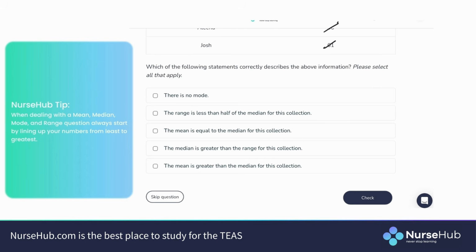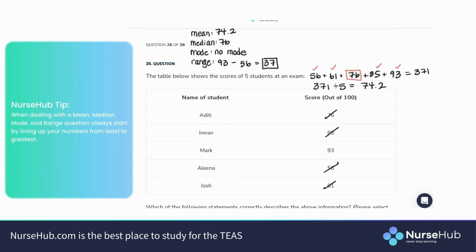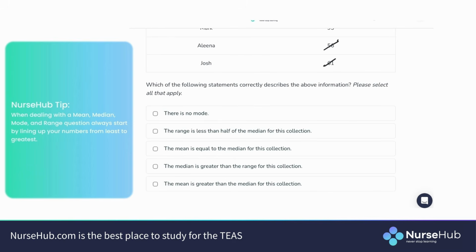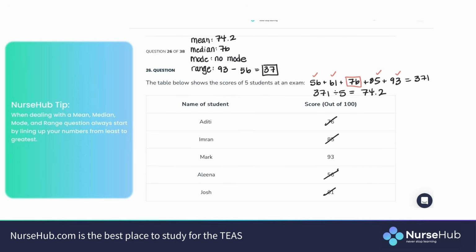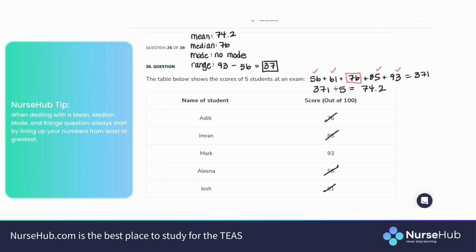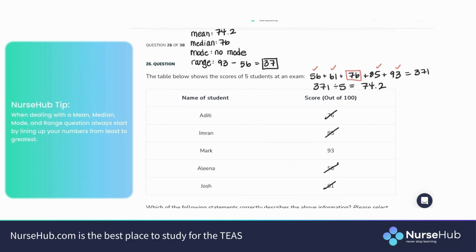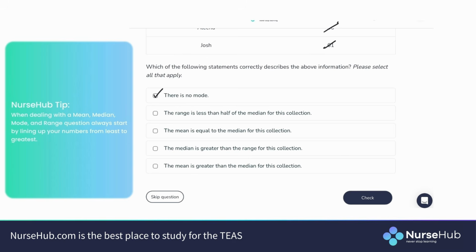There is no mode. When we look up, yeah, there is no mode. So I'm going to mark this one up. That's correct. The range is less than half of the median for this collection. So range, 37, is less than half of the median. All right, so half of the median is actually going to be 38. So the range is less than half. Cool, got it.